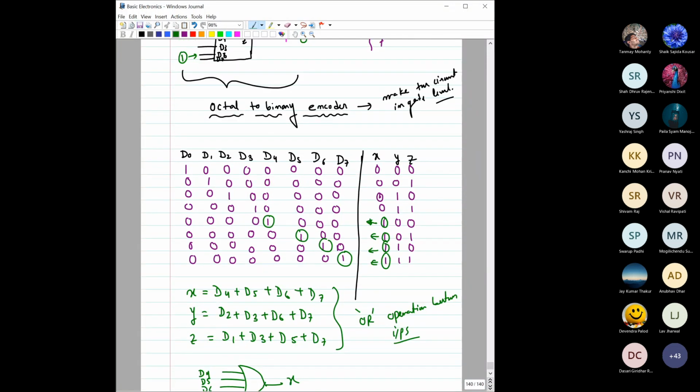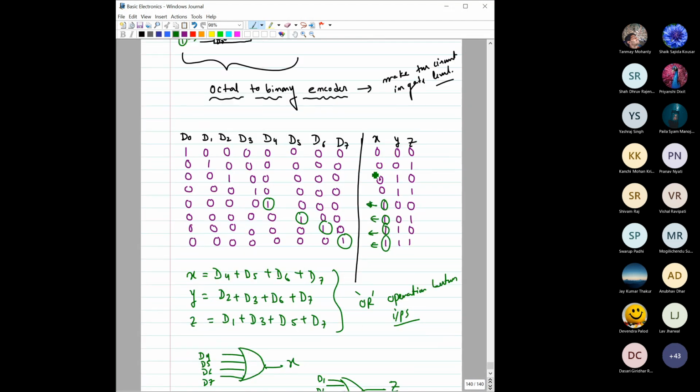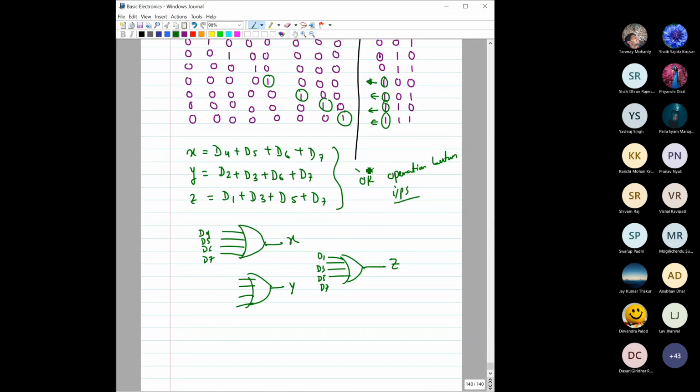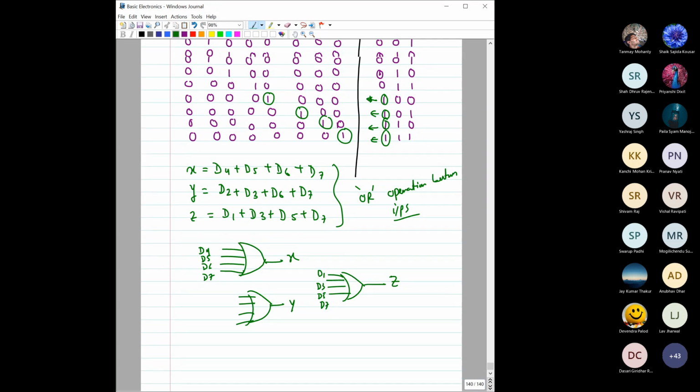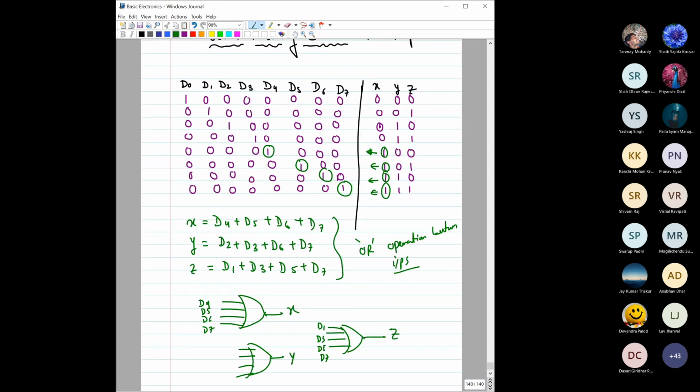So the construction of an encoder is not difficult, right? You just have to take the OR operation. But things will become a bit complicated when we consider some practical cases. Now, what is the practical case? Say, for this case, here D2 is only 1, right?